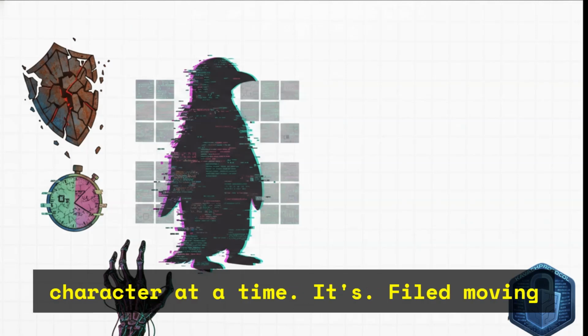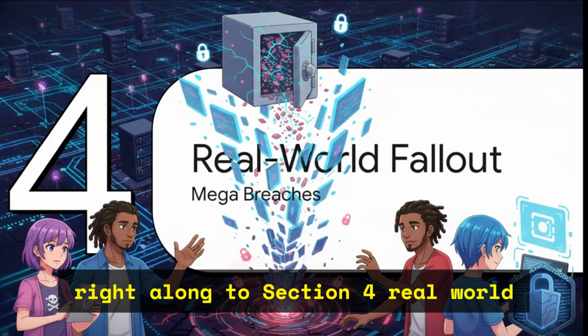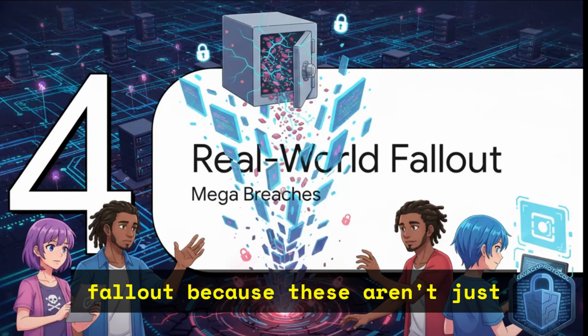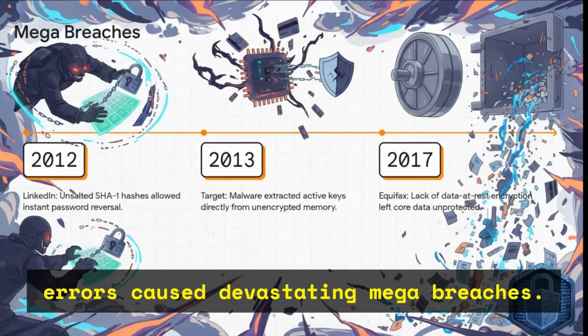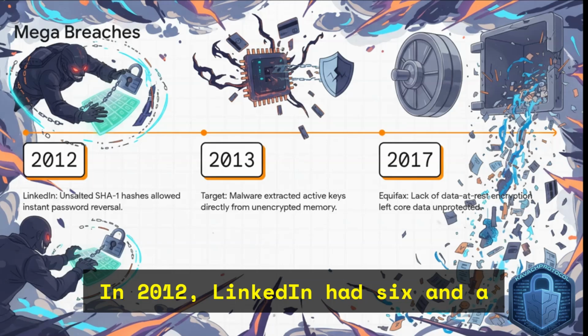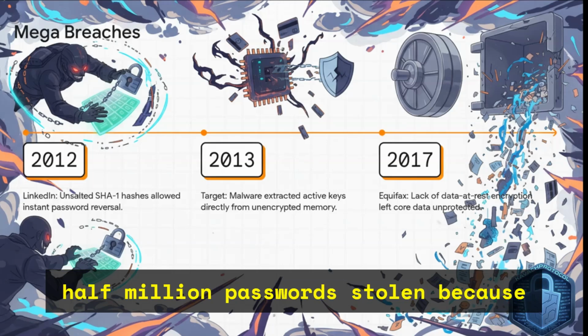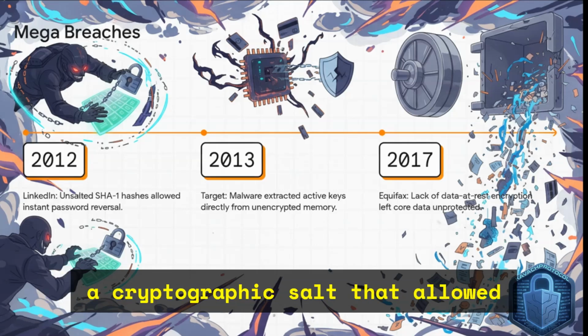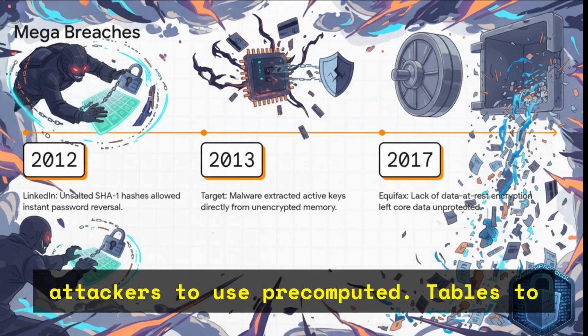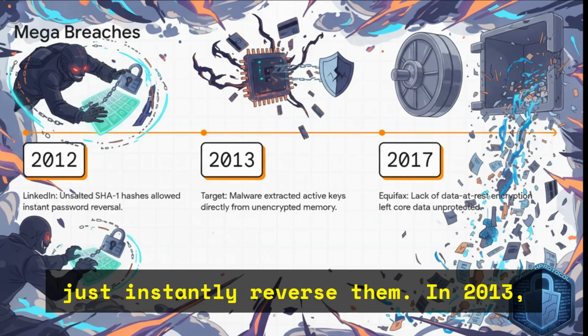It's wild. Moving right along to Section 4, Real-World Fallout. Because these aren't just academic theories. These implementation errors cause devastating mega breaches. In 2012, LinkedIn had 6.5 million passwords stolen because they used simple SHA-1 hashing without a cryptographic salt. That allowed attackers to use pre-computed tables to just instantly reverse them.